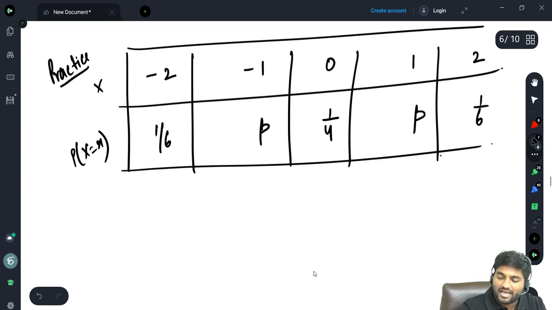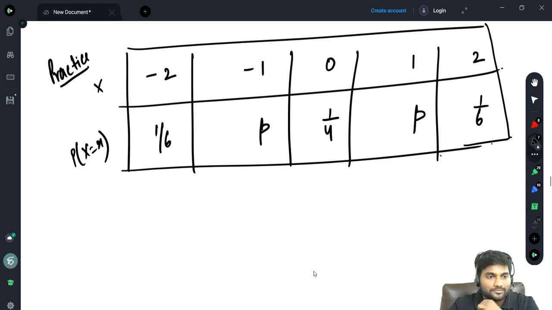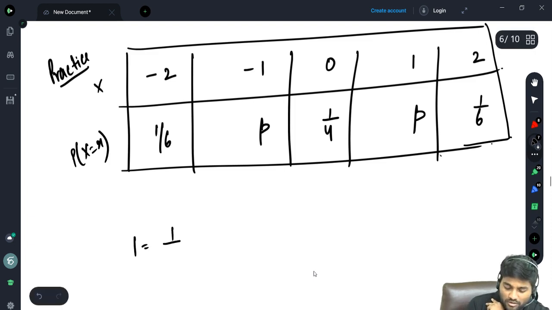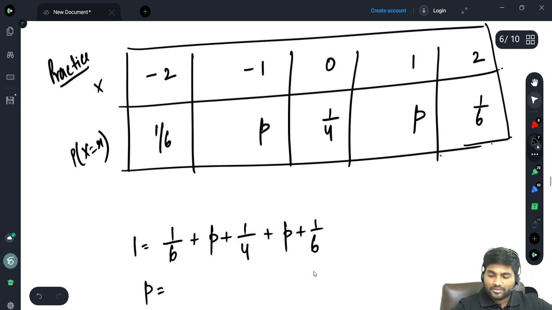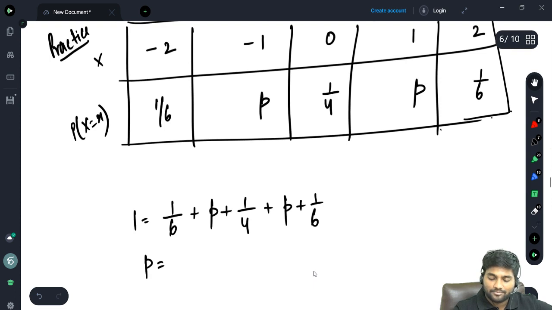Now, first thing they are asking us is to calculate the value of P. So how will you do it? Sum of all the probabilities should be 1. So 1 is equal to 1 by 6 plus P plus 1 by 4 plus P plus 1 by 6. Please calculate the value of P.